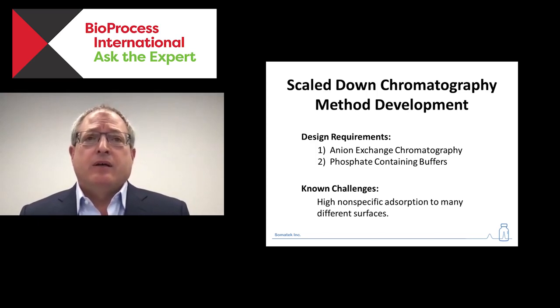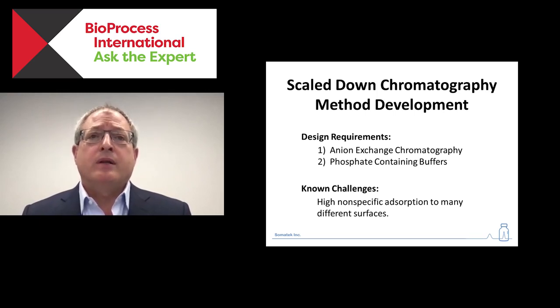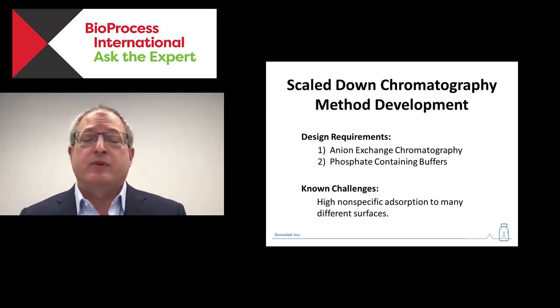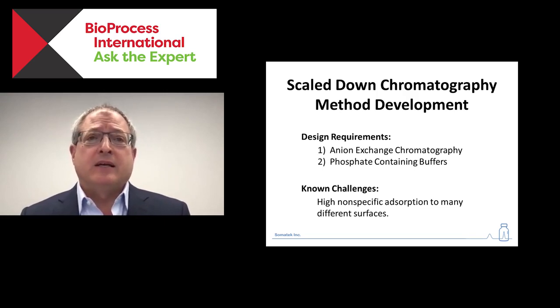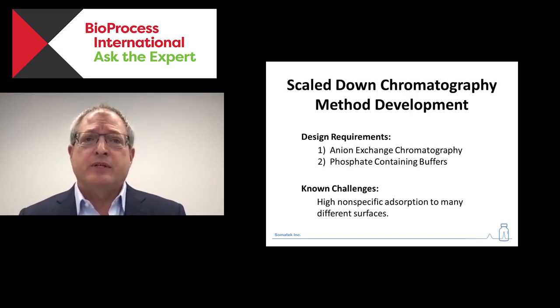So getting to the actual work, I want to address some design space constraints that we had going into this project. One is that we needed to use anionic exchange chromatography. The second one was we needed to use phosphate-containing buffers. I can't discuss why we had the requirement for anionic exchange, but with respect to the phosphate-containing buffers, it had to do with product stability. And again, phosphate buffers and anionic exchange columns tend not to play so nicely together, so we had to be mindful of that as we went through this.